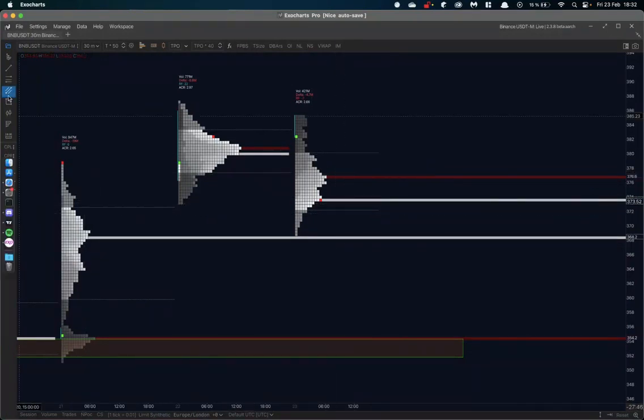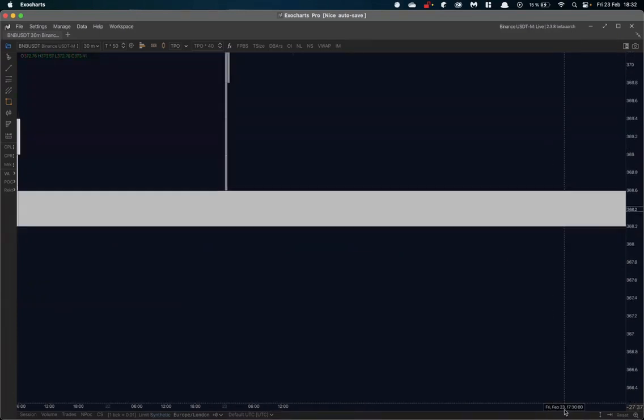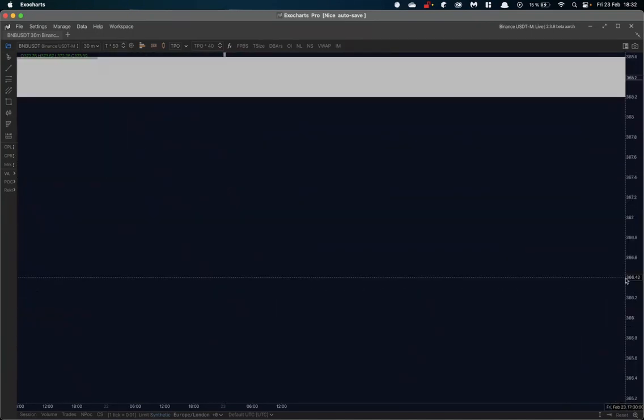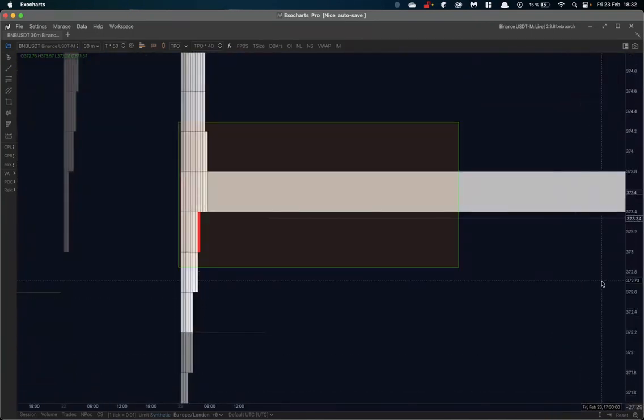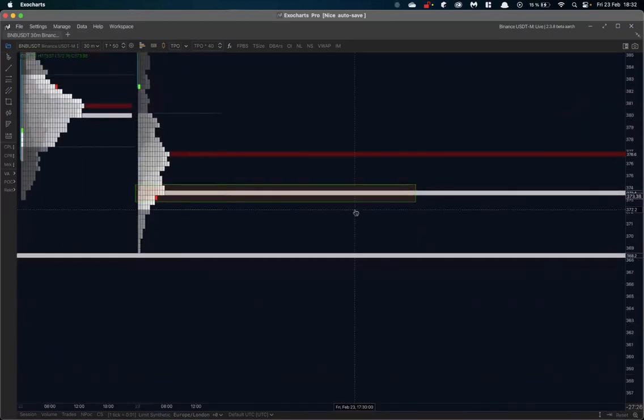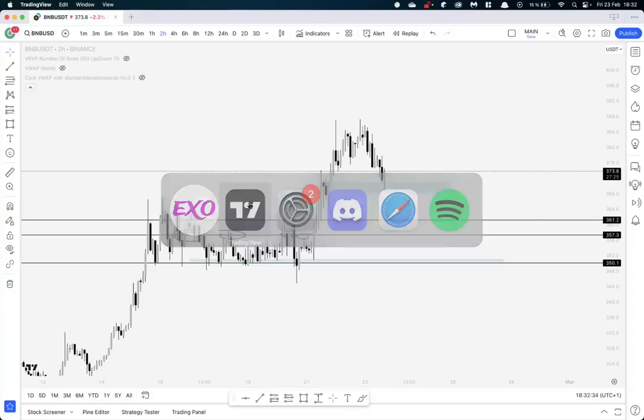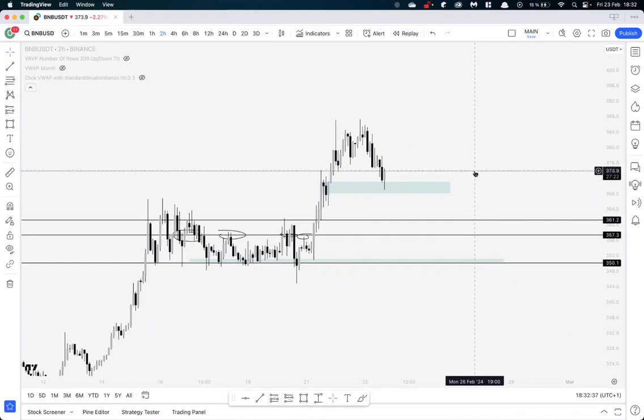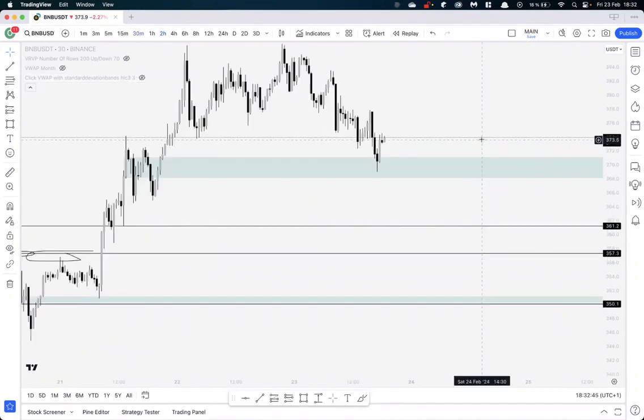Okay. Which will make this area here the new place of acceptance. Okay, so this is the 373. Get the exact level. 368 is the exact level. Actually, that's incorrect. That was the wrong node. 3734. I'll go on a lower time frame here. 3734. Just right around there.